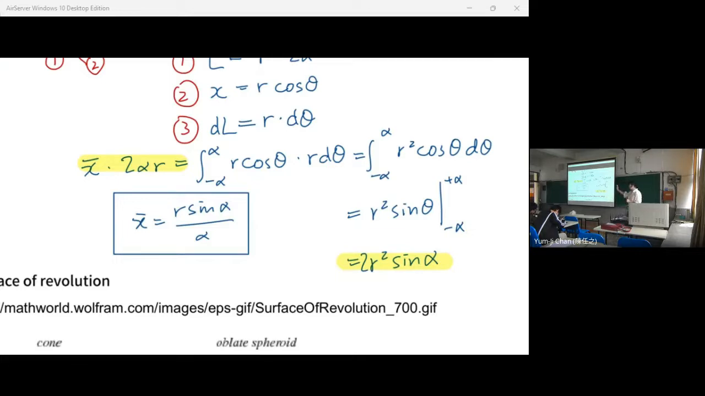So that is what we have. That is why we have x bar looking like this, and this is why alpha must be in radian, because this part is written in radian, so this one must be in radian.